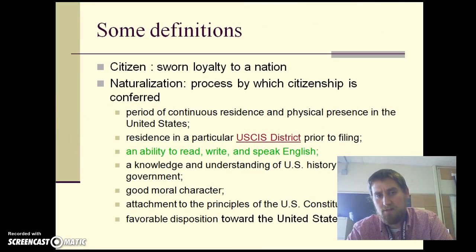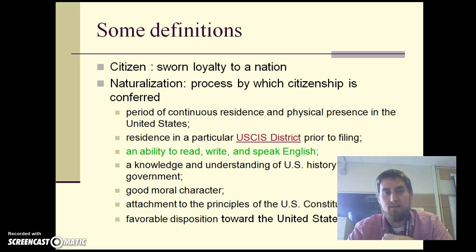Some important definitions for us to know as we start to talk about immigration in the modern world. The technical definition of a citizen is someone who has sworn loyalty to a nation. That means because I say I'm an American and I have the rights of an American, and it's why we say the Pledge of Allegiance, that makes me a citizen of the United States.